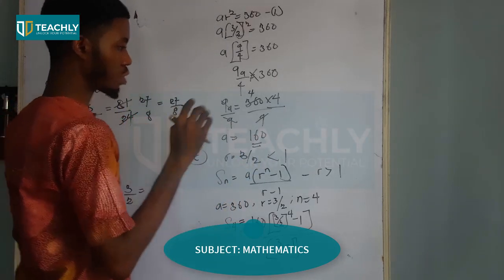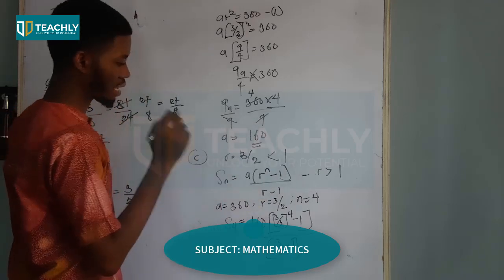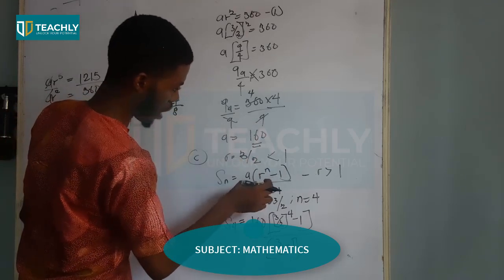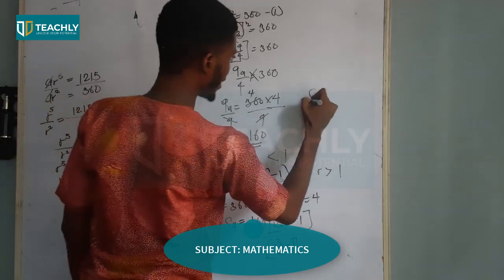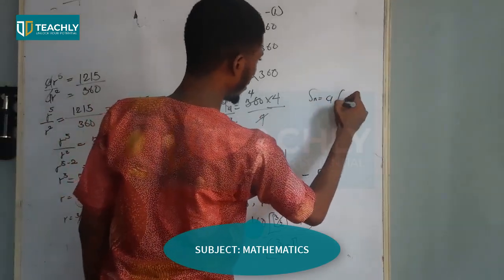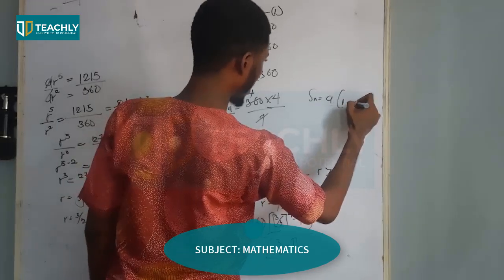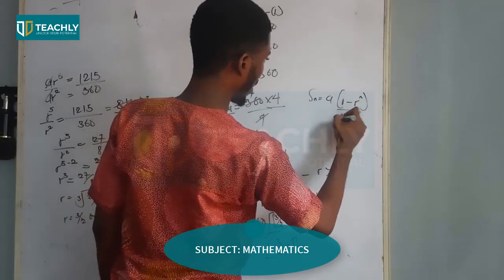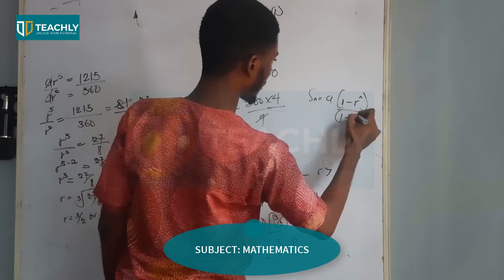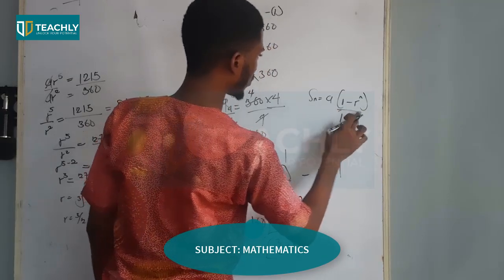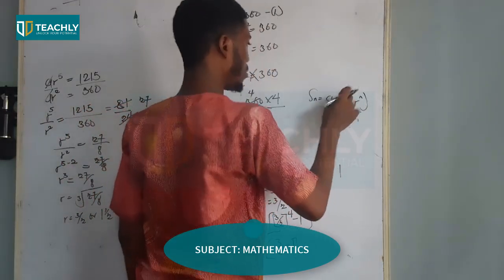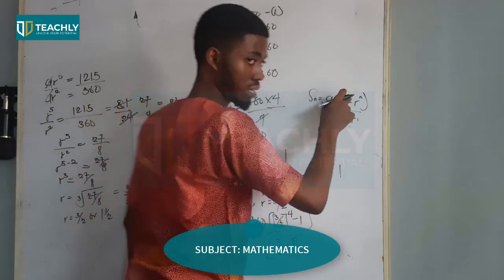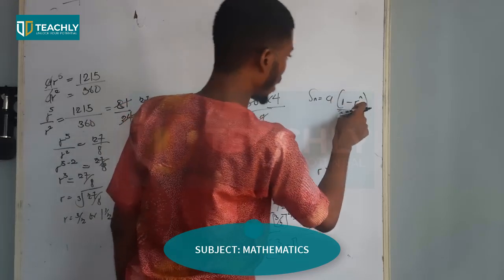Now, earlier I gave us two formulas because we are dealing with the sum of an nth term. I gave us one formula, and I also gave us this second one. Sn is equal to A times 1 minus r raised to the power n over 1 minus r. Don't forget I told us that we use this one when r is less than 1, that is, 1 is greater than r.